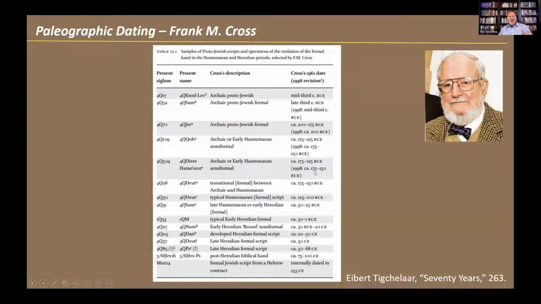And as we go through this, 175, 150, 175, 150, 125, 100, 50 to 25, we can see that Cross is somewhat pigeonholing each of these manuscripts into a 25-year time period. Sometimes it can be a little bit more precise for a variety of reasons, as in the last one, which was internally dated and had a reference point. So again, he's breaking it down.